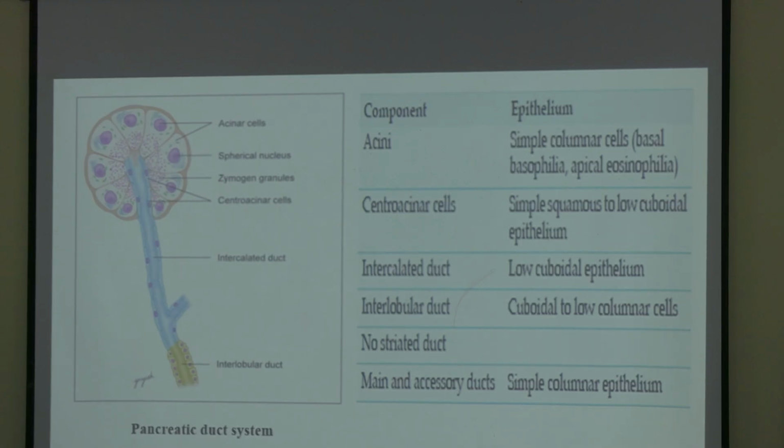Striated duct pancreas में नहीं रहता, it is absent, but it is present in case of salivary glands. So after second internal in head and neck phase, we have to study about the salivary glands. At that time we will discuss what are these non-striated duct.